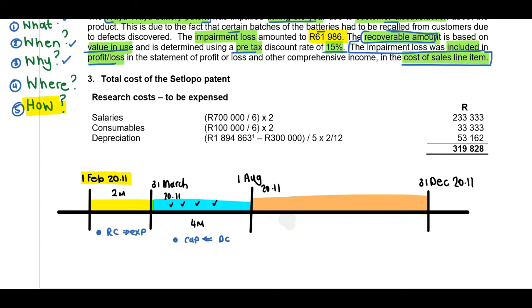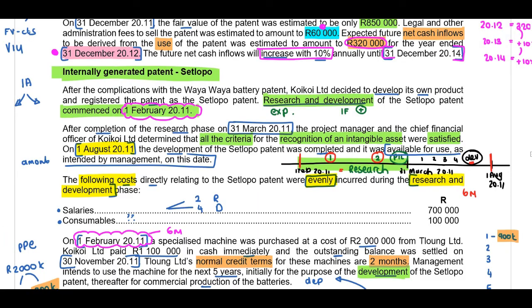Okay, now let's refer back to the scenario. First paragraph, they've indicated to us that they commenced with the research and development on 1 February 2011. Next paragraph, after completion of the research phase on 31 March 2011, which we were able to identify as 2 months, the project manager and the chief financial officer determined that all the criteria for recognition of an intangible asset was satisfied. Therefore, we now know we are able to recognize our development costs, capitalize this.